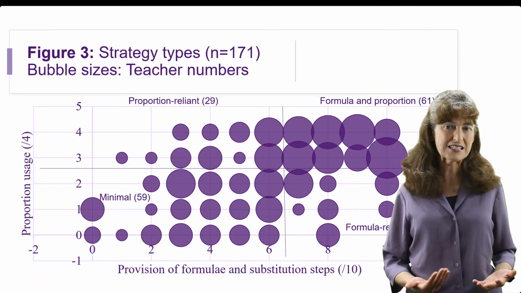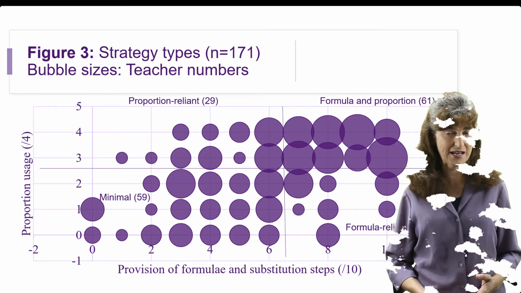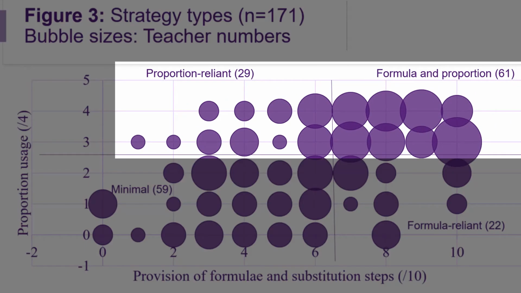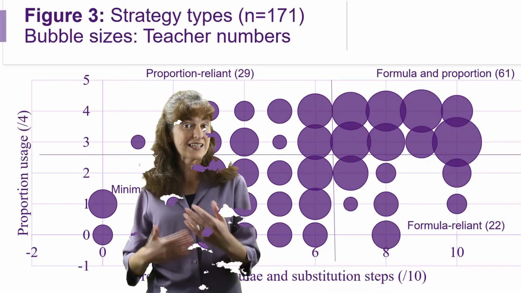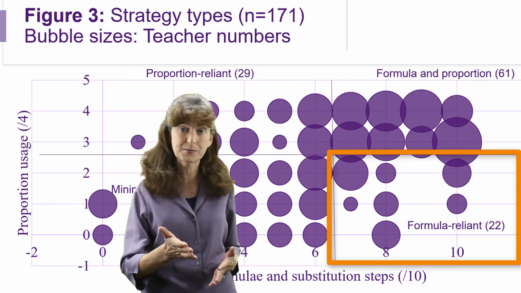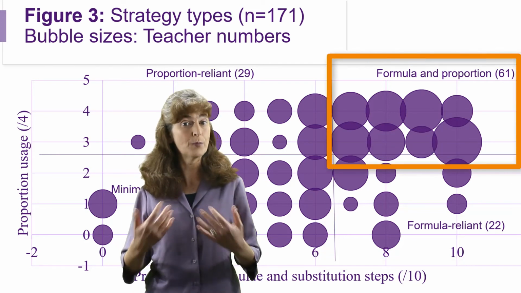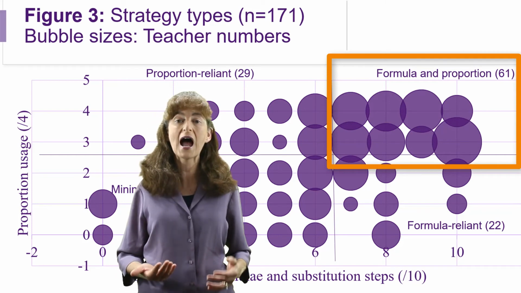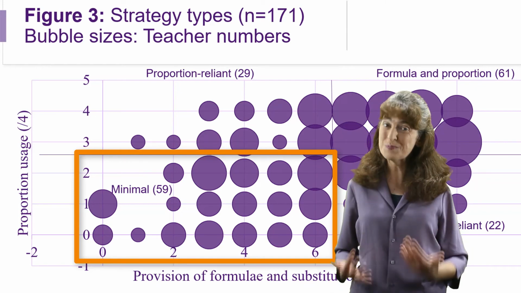I then arbitrarily divided this into these 4 quadrants and described these strategies with these names. Those that used proportion to a high degree, but provided formulae and substitutions to only a small degree, showed a proportion-reliant strategy. Those that did the opposite, used proportion to a low degree but diligently provided formulae and substitutions, showed a formula-reliant strategy. And those that did both to a high degree showed a formula and proportion strategy, and those that did both to a low degree showed a minimal strategy.